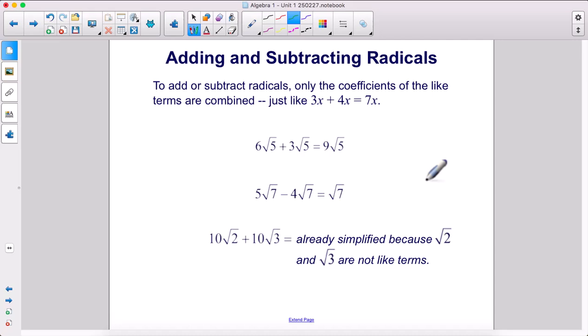To add or subtract radicals, only the coefficients of the like terms are combined, just like 3x plus 4x equals 7x. So 6 times the square root of 5 plus 3 times the square root of 5, we add the 6 and the 3, and we get 9 square roots of 5. 5 square roots of 7 minus 4 square roots of 7, 5 minus 4 gives us 1 square root of 7. 10 times the square root of 2 plus 10 times the square root of 3 is already in its most simplified form because the square root of 2 and the square root of 3 are not like terms.